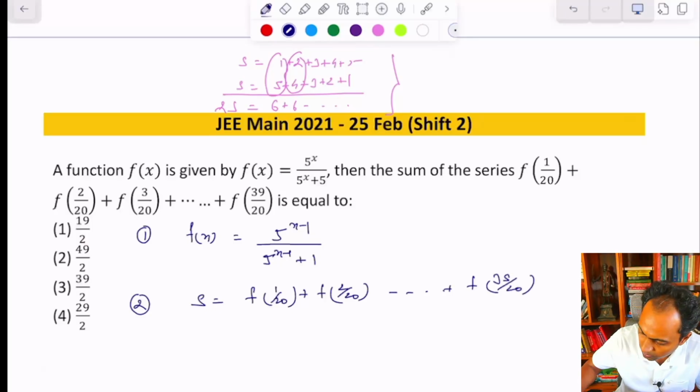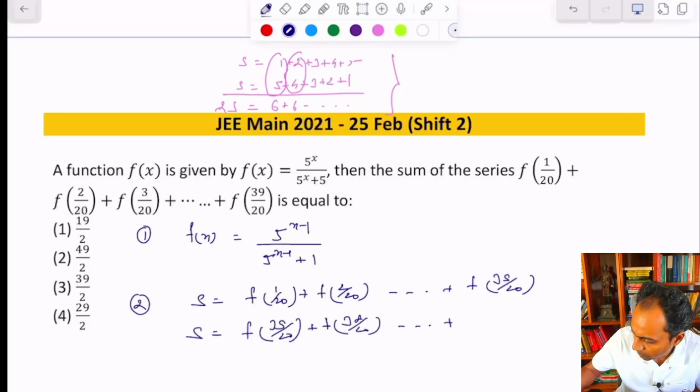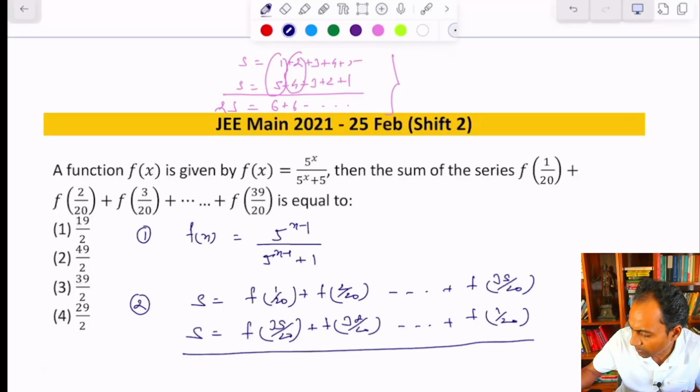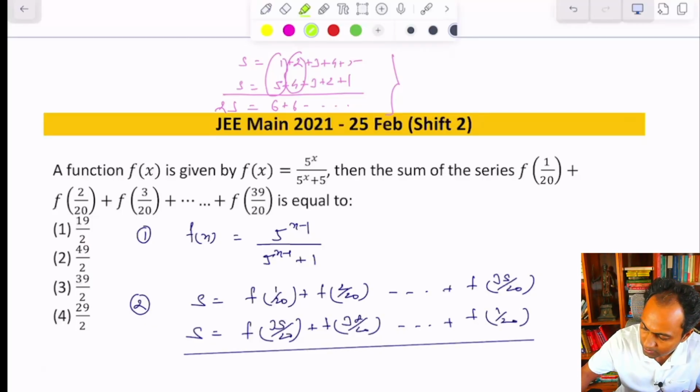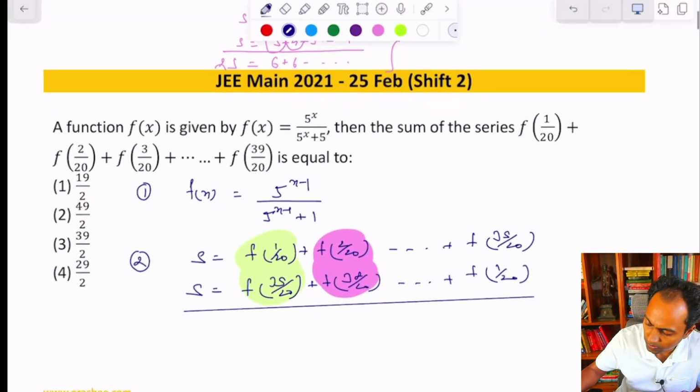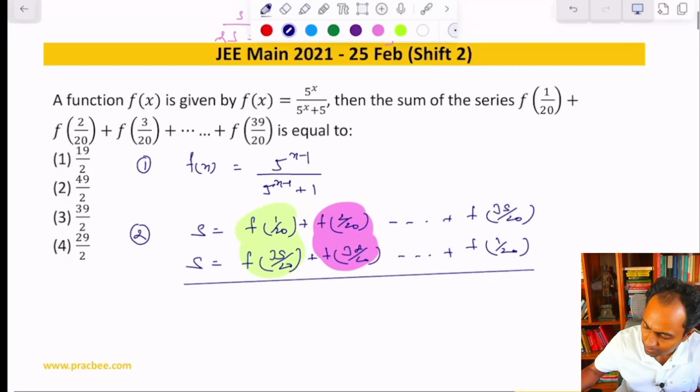And as I told you, we are going to reverse the order and add it one more time. So f of 39 by 20 plus f of 38 by 20, and we will continue till f of 1 by 20. Now, as it happens in the case of AP, if I take the sum of these two, and then the sum of these two, all of these sums should be the same. I will show you only for one so that you get an idea.